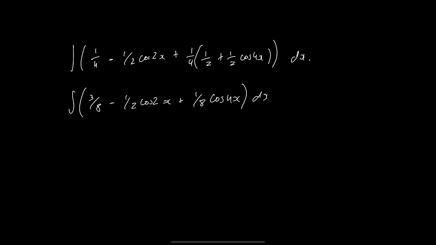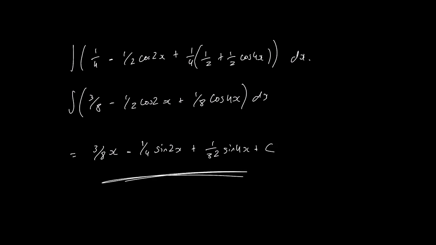Okay, now we just integrate as normal. So that's going to equal 3/8 x minus a quarter sine 2x plus 1/32 sine 4x plus c. Okay, and that's going to be your final answer for that question.